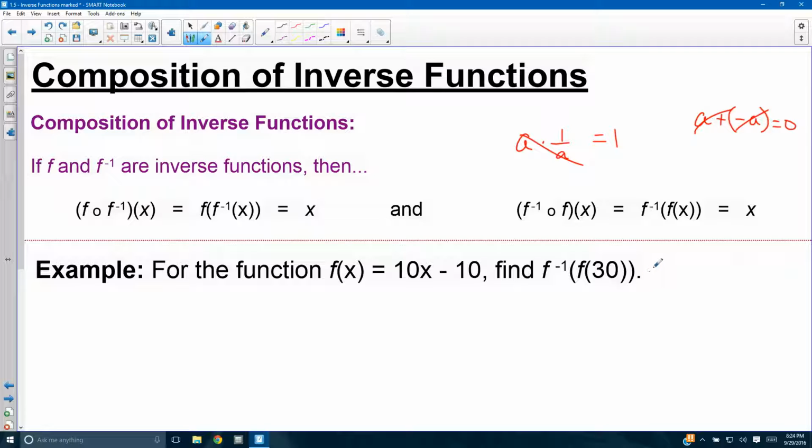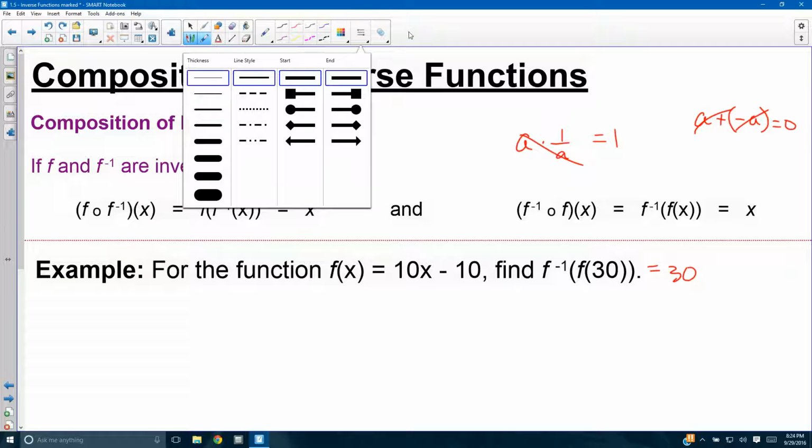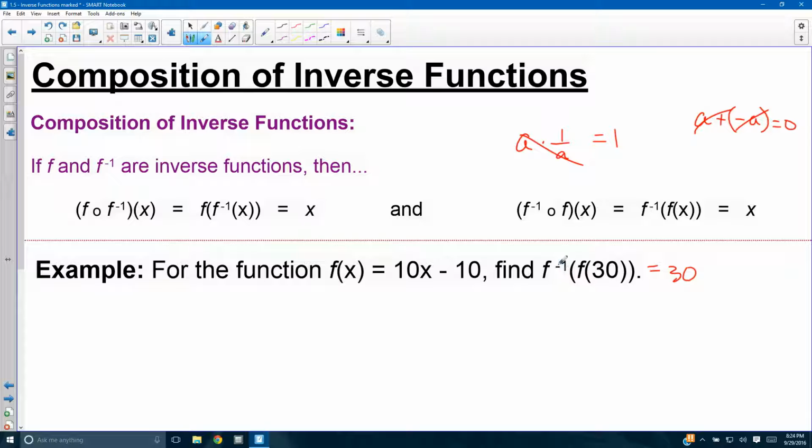Now, you might be thinking in your mind the answer is 30. And you know what? You wouldn't be wrong. However, you might have to verify it as well. And I have a couple ways I can verify this thing. I'm going to start by taking a look at just this way in itself. I'm going to take f of 30.